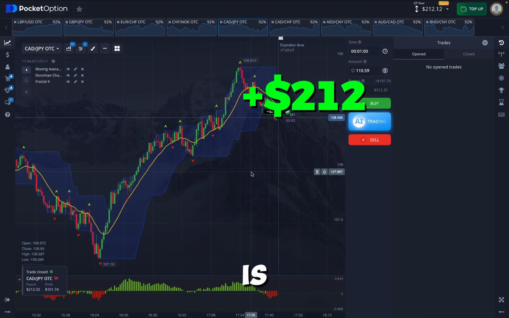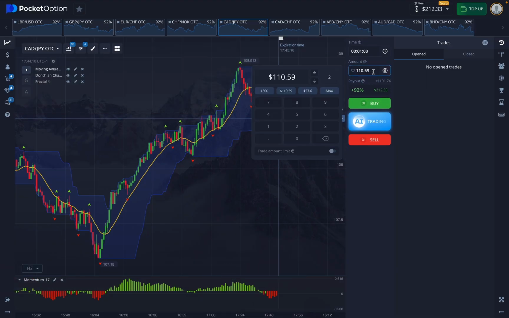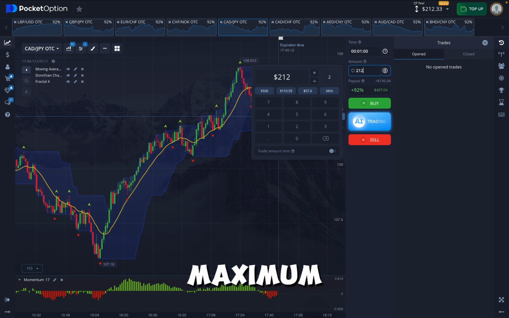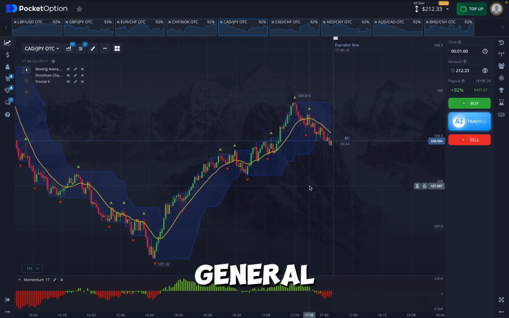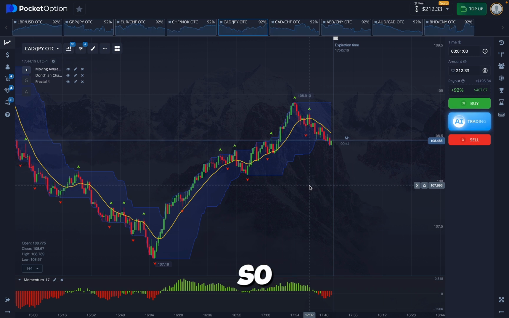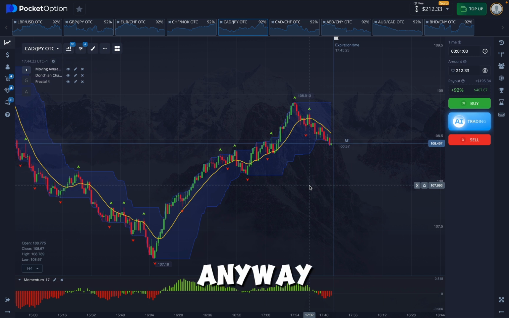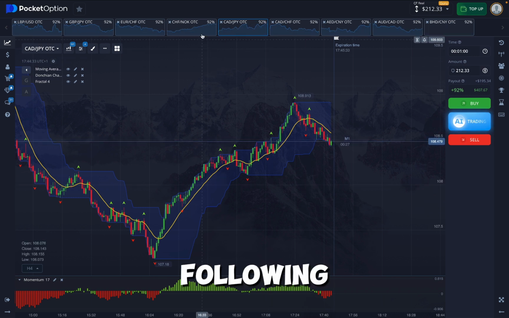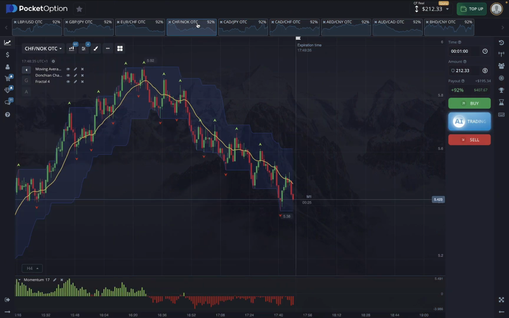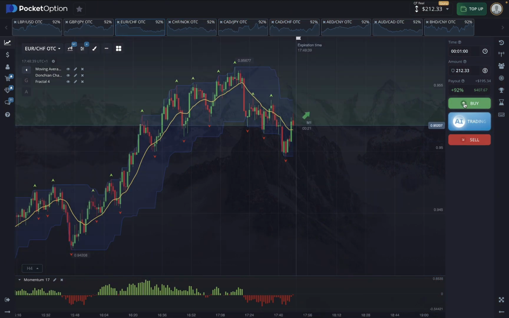Great, the position is closed in a super plus. Let's also make a further opening for the maximum amount of the balance. Let's take the risk again. In general, so far our profit is not so big, and it will not be so scary to lose the amount, but anyway, of course I do not want this, so I will also select the entry point reliably. We will continue, and let's select the following asset.